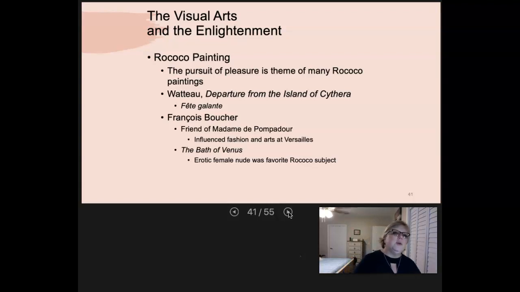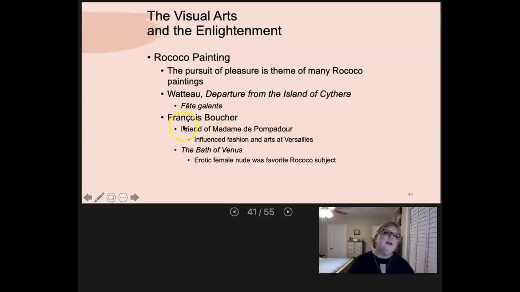So when you look at Rococo painting, there seems to be this pursuit of pleasure as a theme of many of these paintings. So it's going to be fun. It's going to be playful. It's going to be pleasurable. A famous one by Watteau is The Departure from the Island of Cythera. And we'll take a look at some of these in a second.